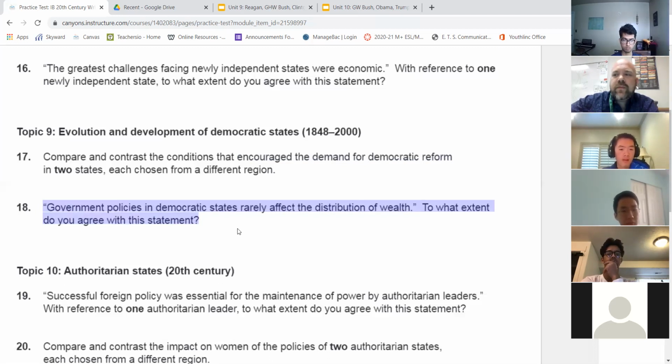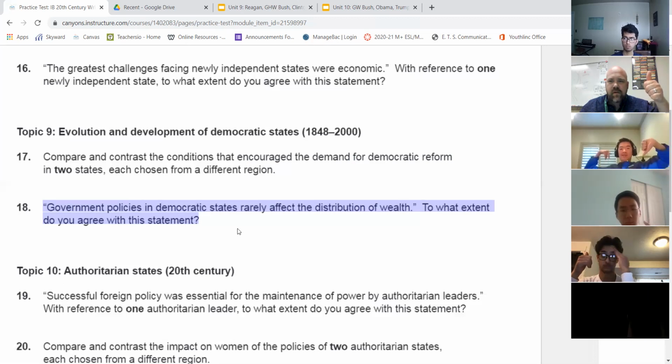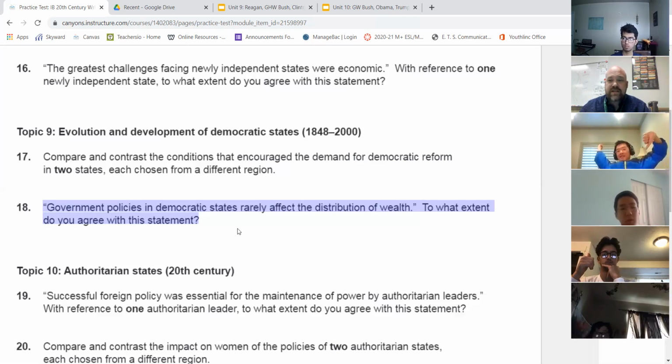All right. So if we're going to answer this question for the United States, what do we say? Do we mostly agree or mostly disagree with the statement? We mostly agree that it does not affect distribution of wealth. Oh, rarely. So Mike says he disagrees. It does affect the distribution of wealth. Okay. All right, Tiffany, answer this question for the United States. What do you think?